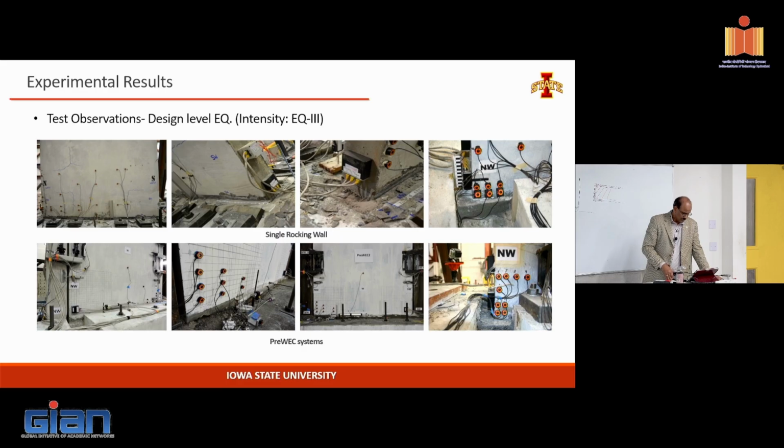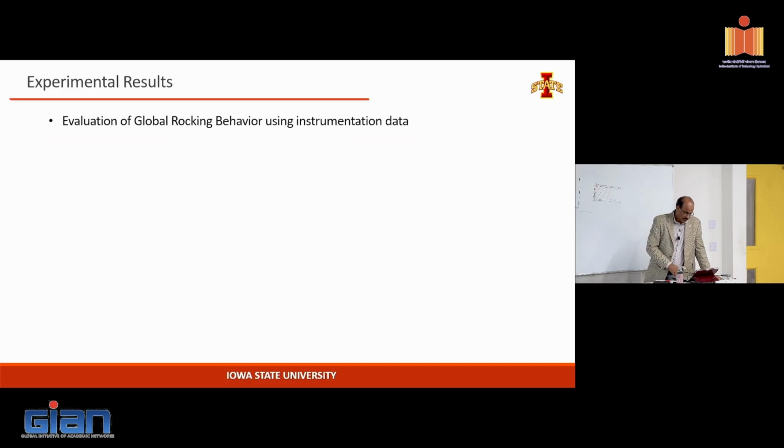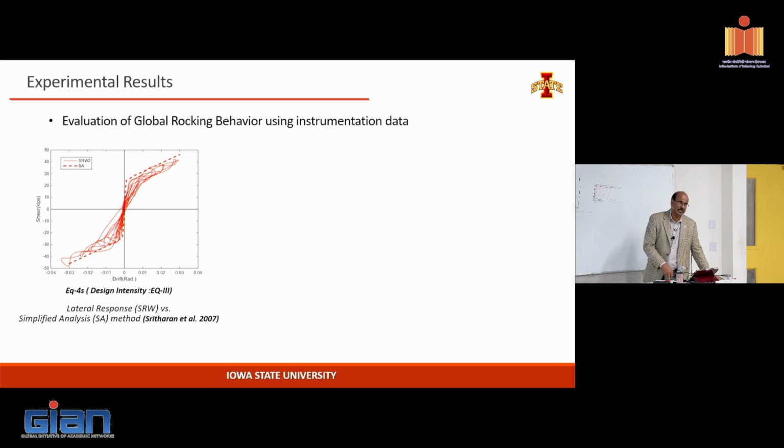The bottom row is basically the equivalent pre-wreck now. They do the exact same thing, except that we deform and dissipate some energy through these systems. If you look at the amount of energy dissipation, this is the single rocking wall. You could see the energy dissipation is definitely a small amount.